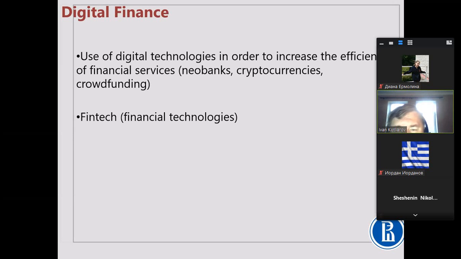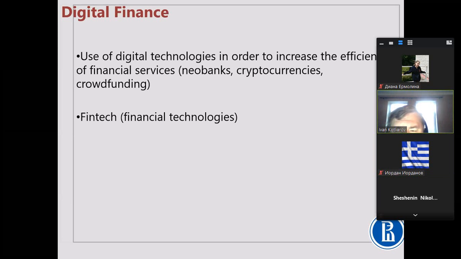The first example is neobanks. Ladies and gentlemen, have you ever heard about neobanks? Do you understand what it is? Guys, any ideas? Okay, neobanks. Neo, as you understand, is from Greek, new. New banks, literally. What does it mean? Digital banks, virtual banks. The Russian Tinkoff Bank is a good example.